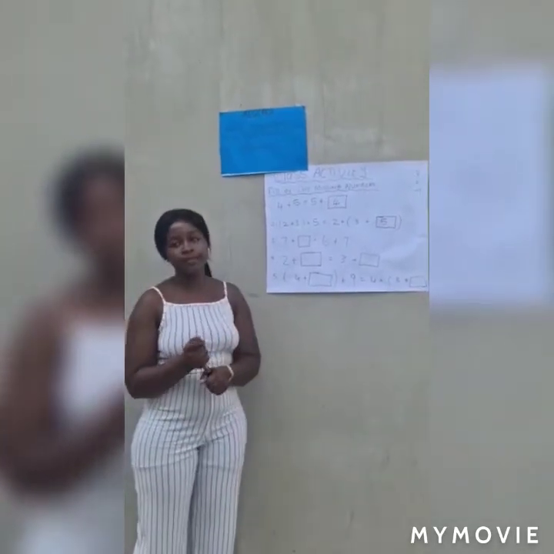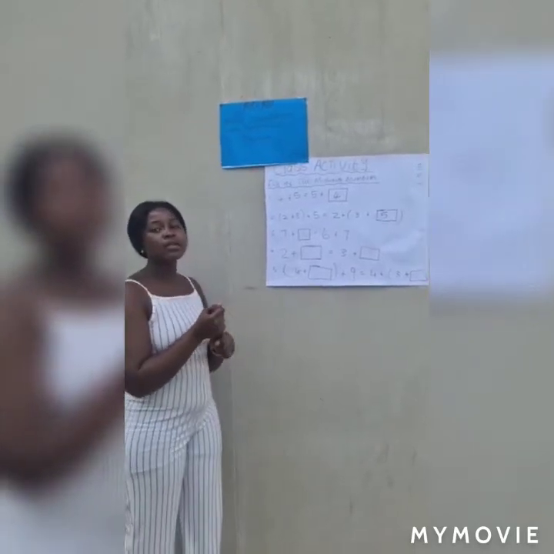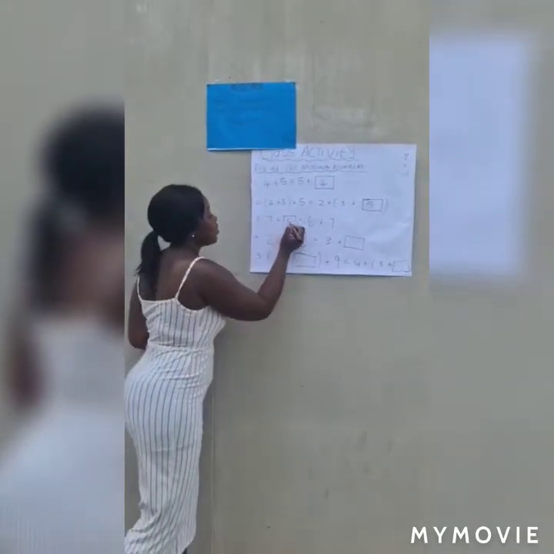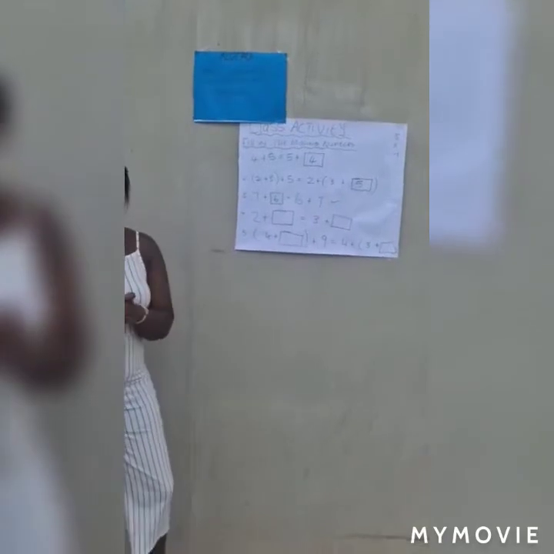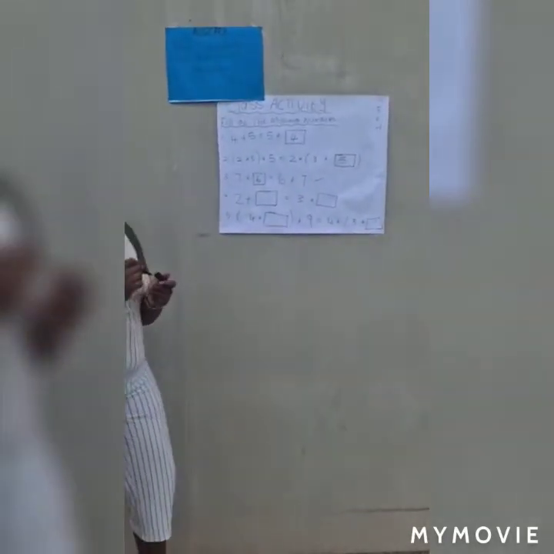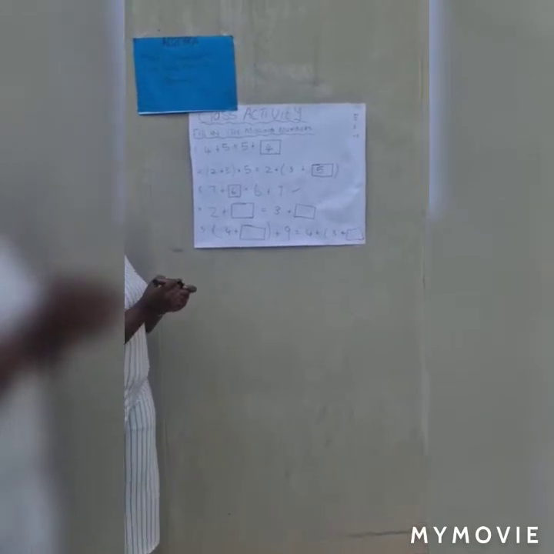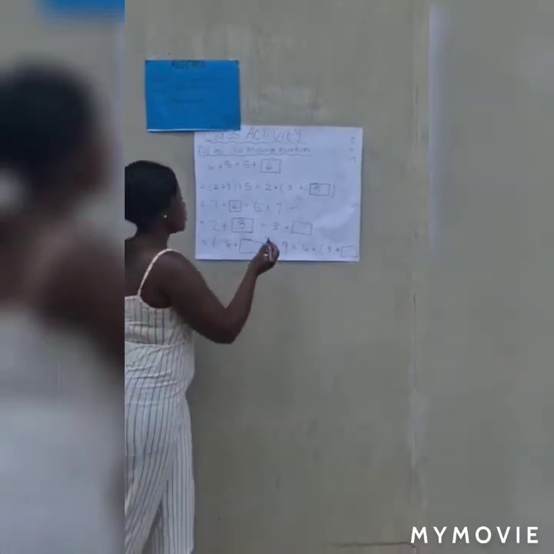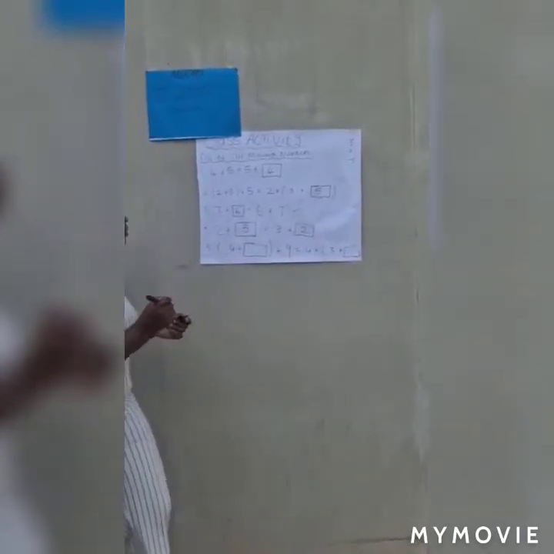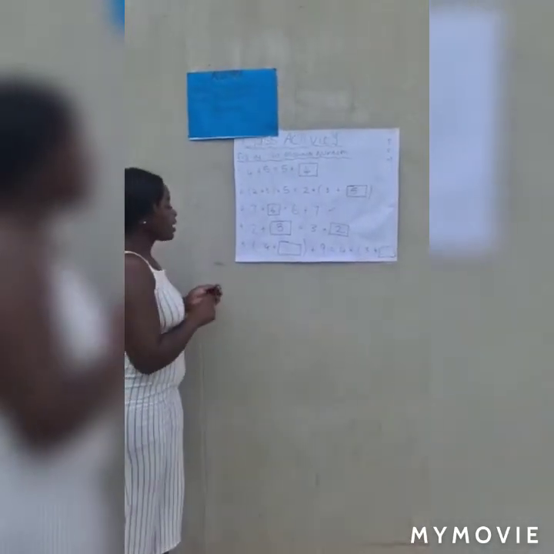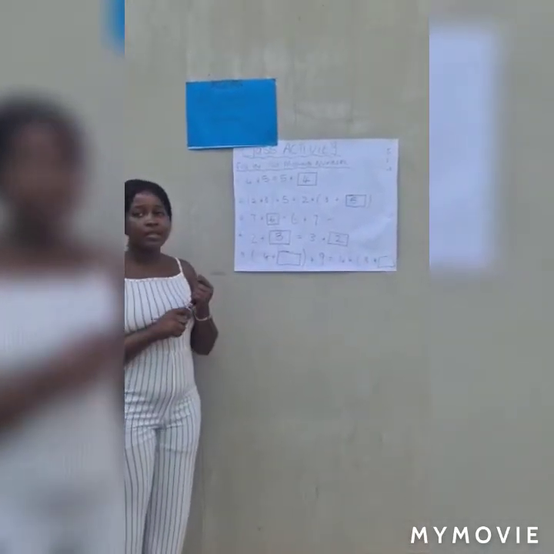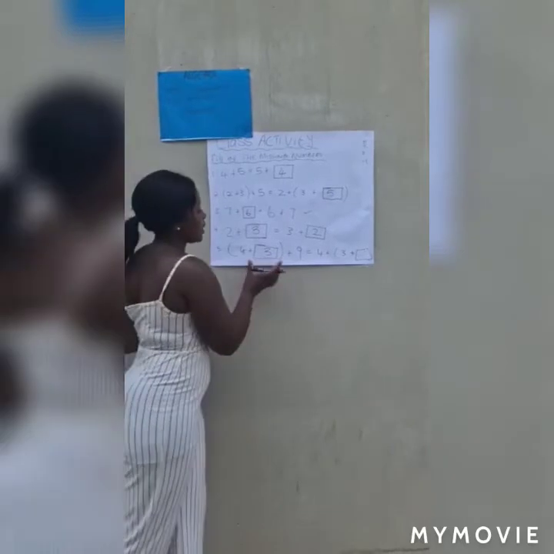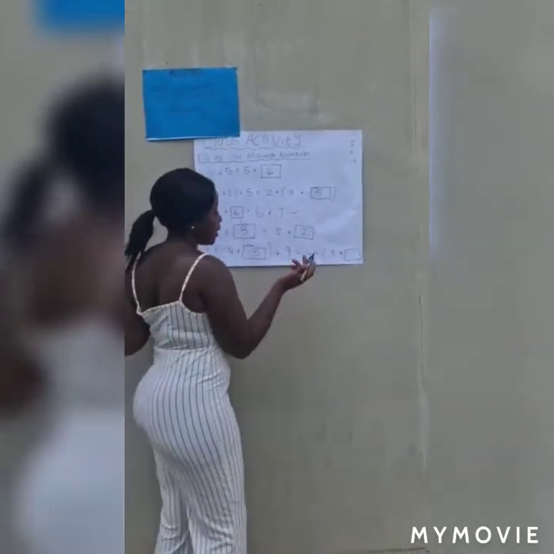Okay, the third question. Anyone? Yes, ma'am. 7 plus 6 is going to be equal to 6 plus 7. Correct. The other one? Yes, Karabo? 2 plus 3 is equal to 3 plus 2. True. This is the same, right? The last question: (4 plus 3) plus 9 is equal to 4 plus (3 plus 9).